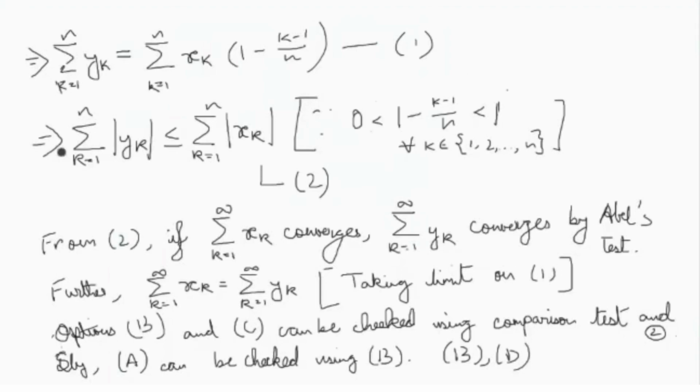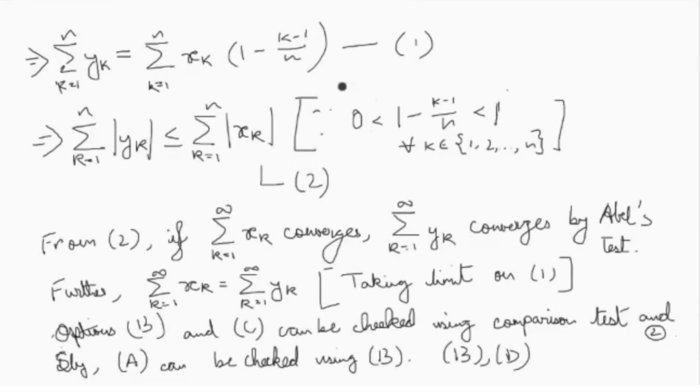And now we can observe that mod yk is less than or equal to mod xk, because 1 minus k minus 1 by n lies between 0 and 1. And we can mark this down as 2. From 2, if summation xk converges, summation yk converges by Abel's test. In Abel's test, we know that if a series summation yn can be written in the form of summation xn into cn, where cn is bounded and summation xn is convergent, then summation yn converges. So if summation xk converges, summation yk converges.